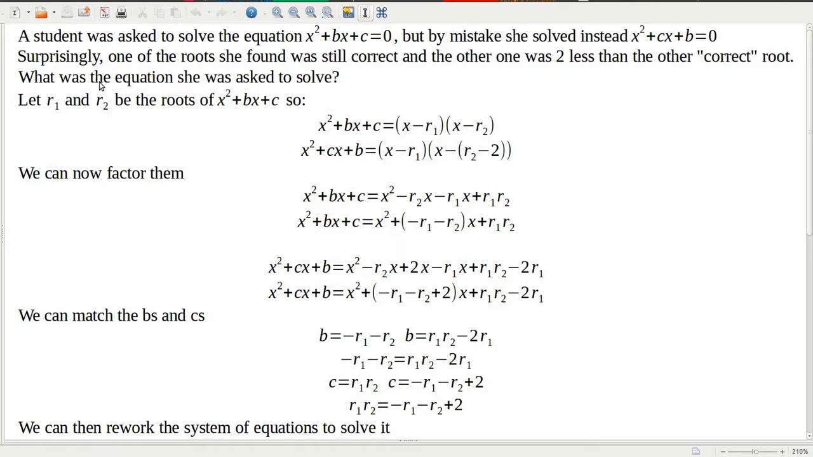Hello. In this video, I'll be showing you how to solve number 6 on the quadratic conundrum problem. First, let's read the problem.